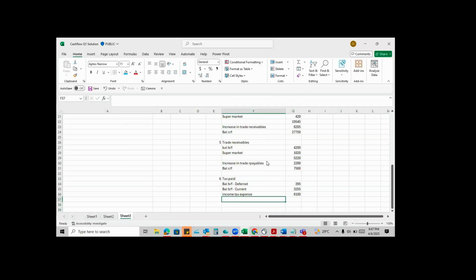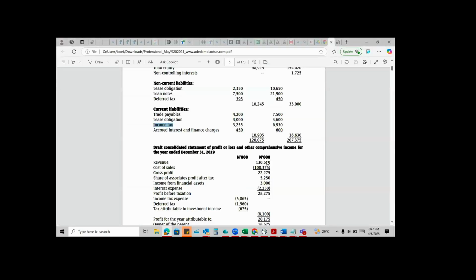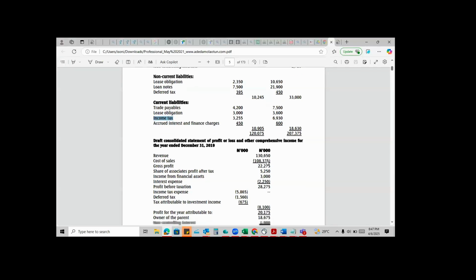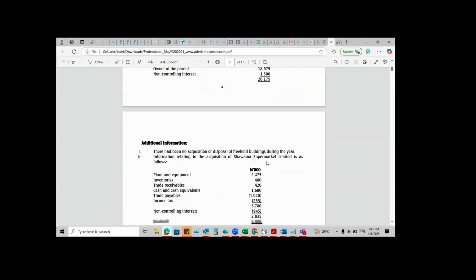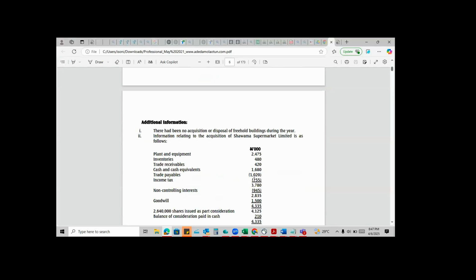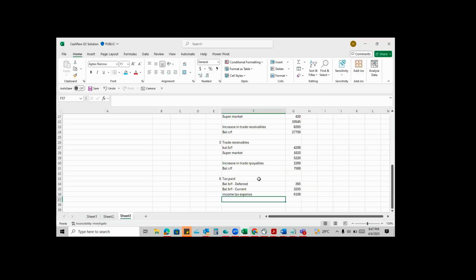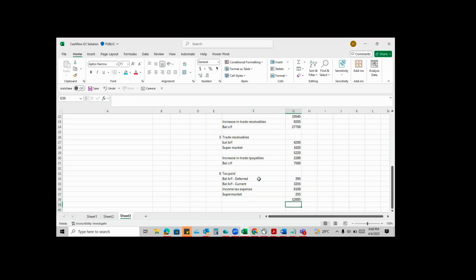So do we have tax for subsidiary? All right. There's income tax here of 255. Okay, we do have. So I'll say for supermarket. Supermarket own is 255. So all of this should mean that my balance carried forward should have been this amount. But how much do we have as our balance carried forward?